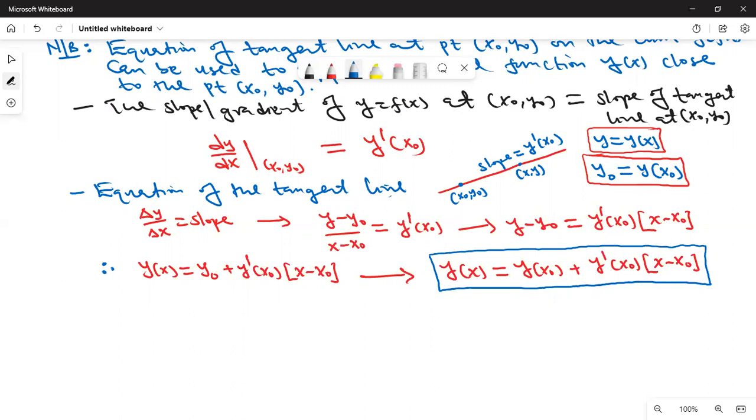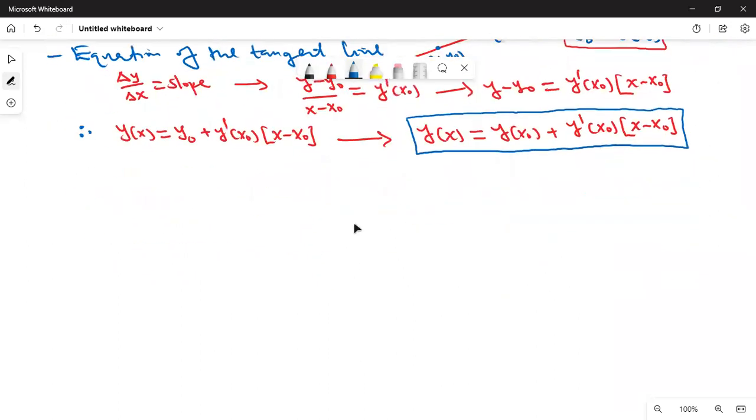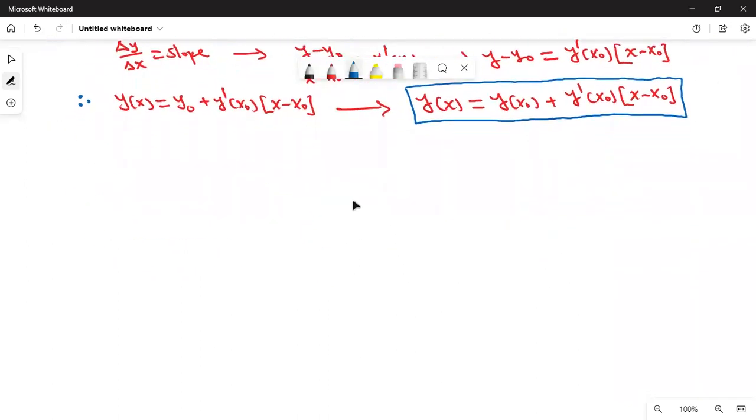Now, let's look at an example. We'll start with the simplest example. So I want us to use linear approximation to estimate the following. So you can write example.